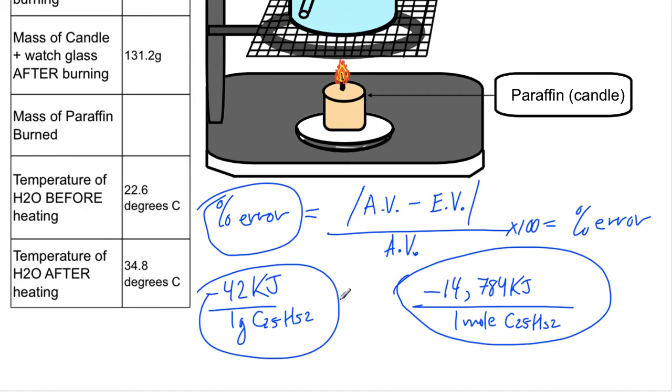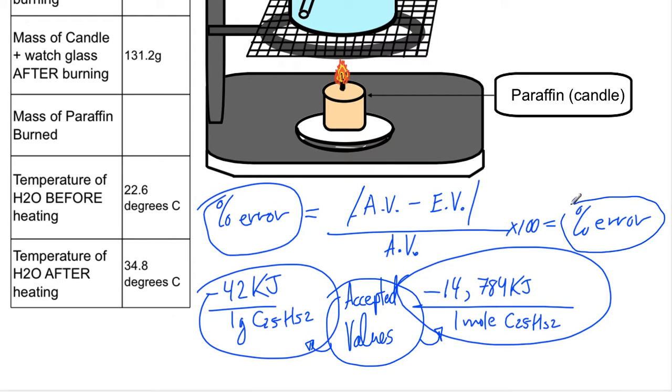Now they should be the same, but you're going to find your experimental value for the kilojoules per gram, and you're going to find your experimental value for the kilojoules per mole. Compare it with these two accepted values. These are accepted values from universities, and you're going to plug in these accepted values here with your experimental value, and you're going to find two different percentage errors. One for the kilojoules per gram and one for the kilojoules per mole.